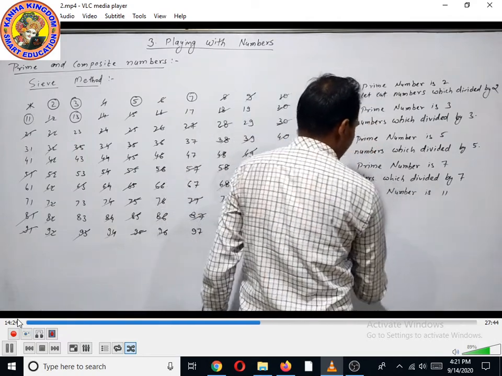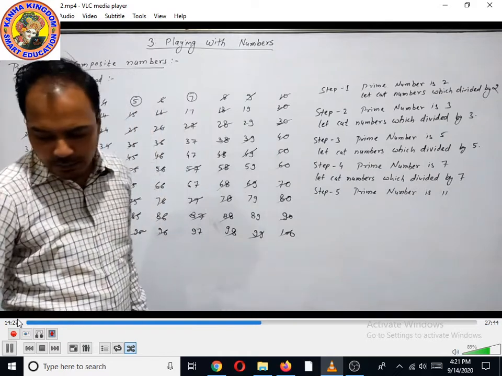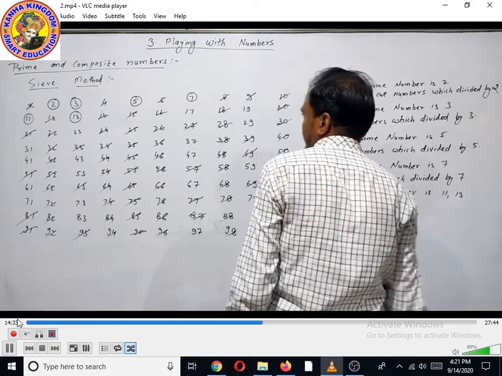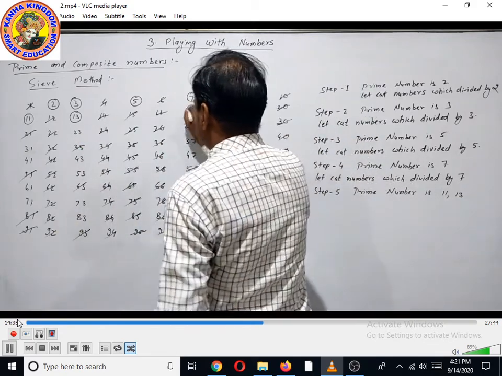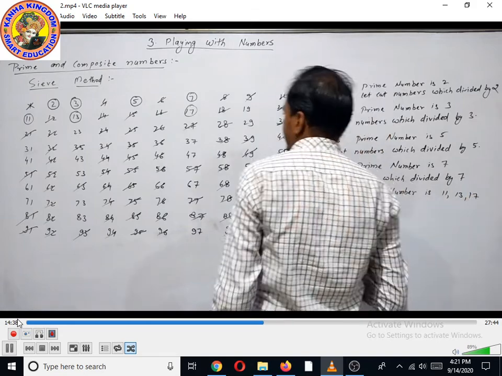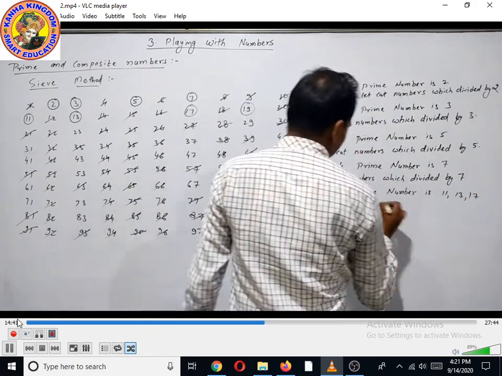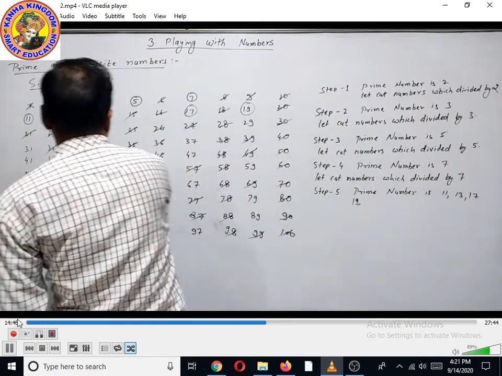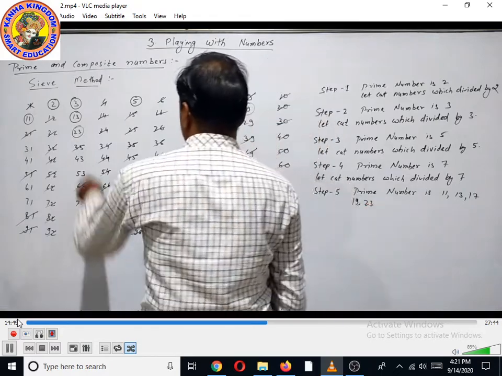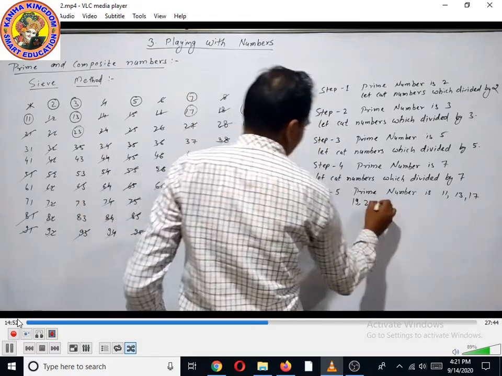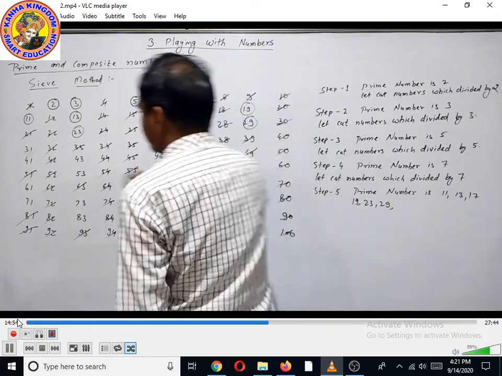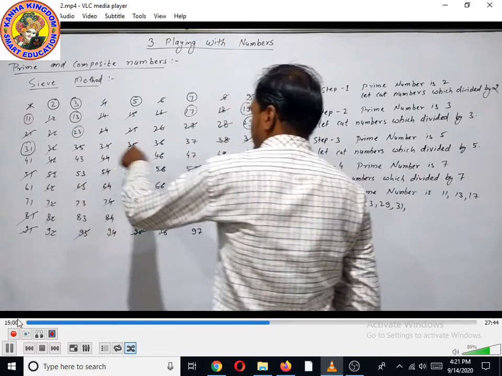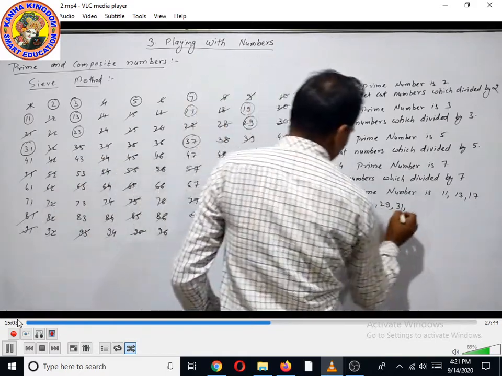After 11 we will find all the prime numbers. The prime numbers are 11, 13. Now next is 17. Next is 19. Next is 23. After 23, 29. Then 31.